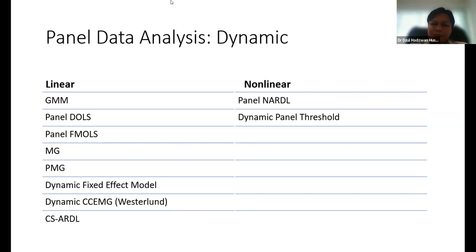Okay, for the nonlinear technique, we can use panel NARDL, if let's say we are interested in asymmetric analysis or asymmetric information. Another one, dynamic panel threshold. Up to now, only the dynamic panel threshold has a test for non-linearity. For panel NARDL, up to now, there is no command yet to test the nonlinearity unless we have time to do it manually.